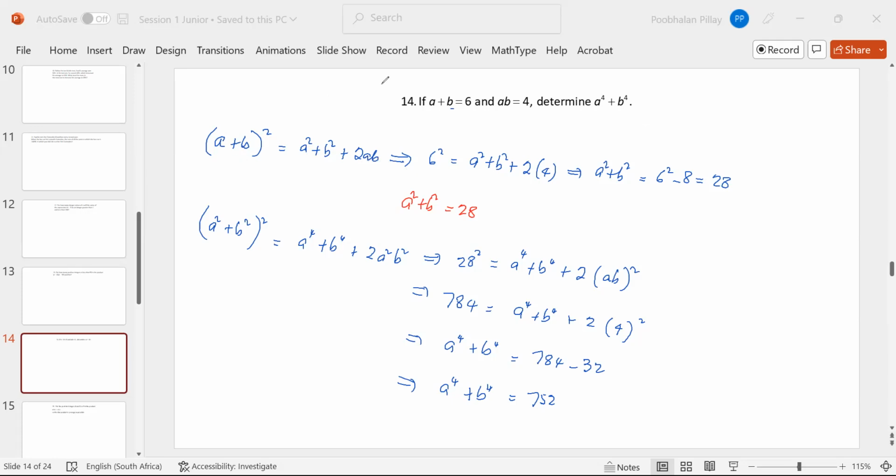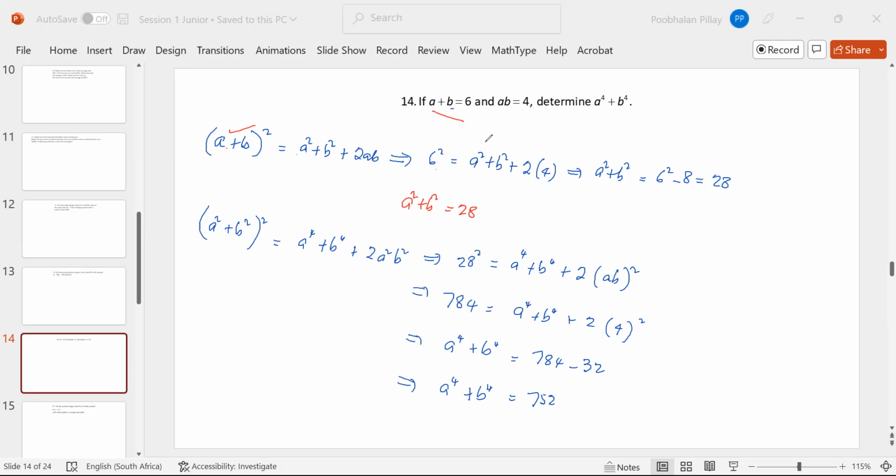Now we know what a plus b is. It's given as 6. So we'll substitute for a plus b on the left-hand side. And on the right-hand side, you've got a squared plus b squared, you don't know what that is, but plus 2ab you know, so I can put a 4 there.